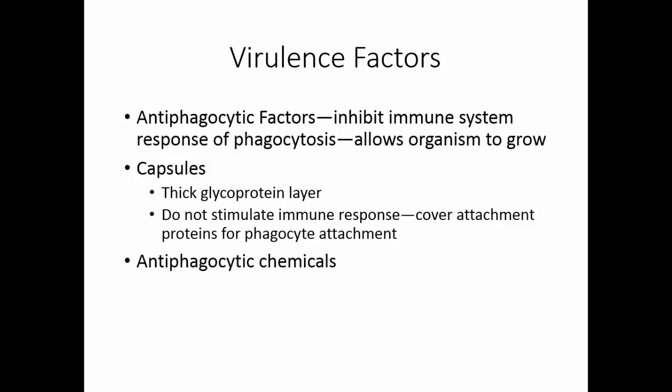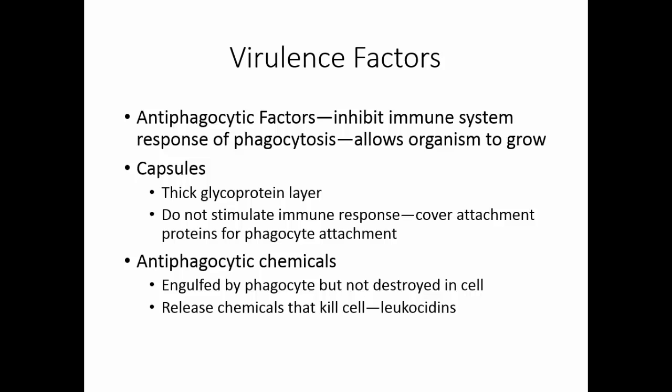Antiphagocytic chemicals are released when the organism is actually eaten by a phagocyte. These chemicals inhibit the phagocyte from destroying the microorganism. These organisms may actually live and divide inside the cell. Ultimately, the cell dies, and then a great many organisms can be released. Some of these antiphagocytic chemicals actually release chemicals that kill the cell. These are things like leukocidins.